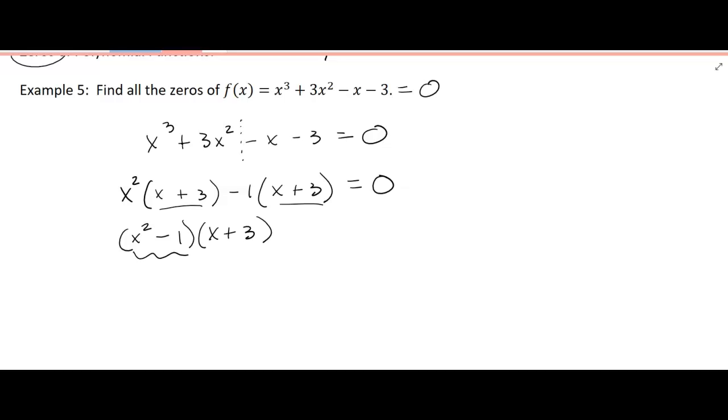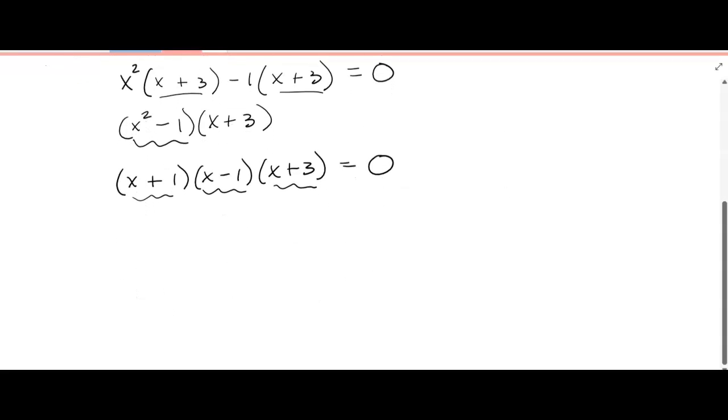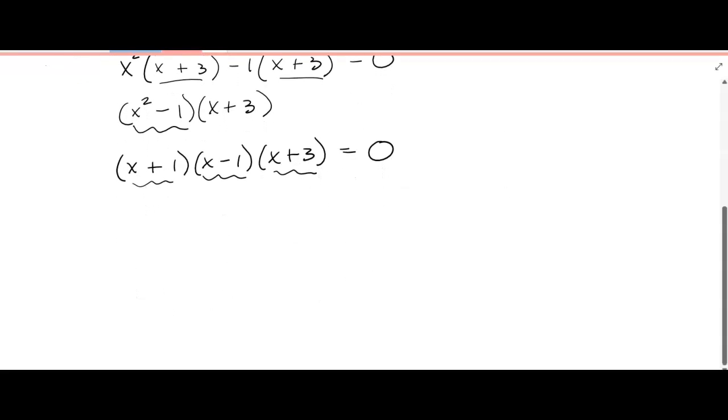And then this happens to be the difference of squares, so we can factor it even more. X plus 1 and x minus 1 times x plus 3. And we're saying, when does that equal 0? That will be finding the zeros of the polynomial. So we set each factor equal to 0. Now, hopefully you're getting to the point where you can do those in your head. But if you can't, you just write them out.